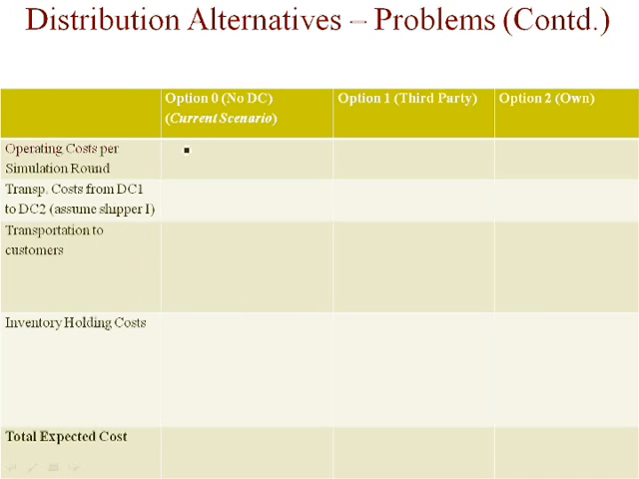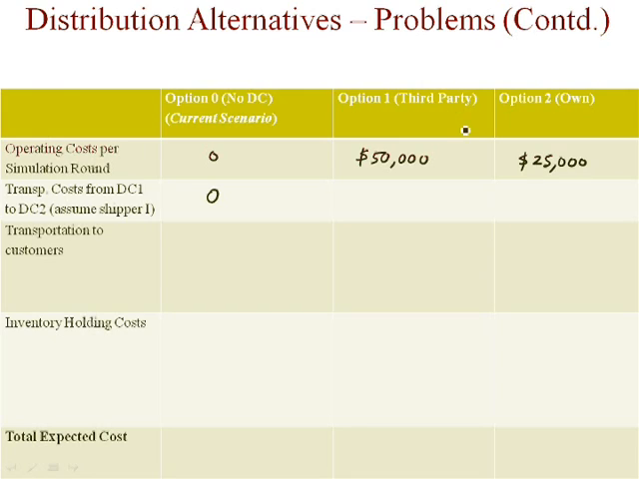The operating cost per simulation round, if you don't have any DC, would be 0. But if you have a third-party DC and if you have an owned DC, there will be an operating cost, and we just saw the numbers. It's going to be $50,000 if it is a third-party DC, and it's going to be $25,000 if it is owned DC. So we note those numbers here. For transportation cost from DC1 to DC2, we have option 0, 0, because there is no DC in region 2. There is no shipment to be made from DC1 to DC2, so it's going to be 0.